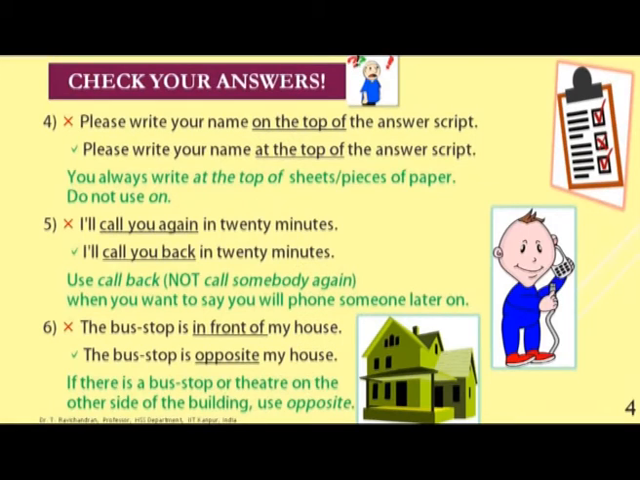Similarly, use of in front of when you actually mean opposite. So, the wrong form is the bus stop is in front of my house, where you can say correctly as the bus stop is opposite my house. So, if there is a bus stop or a theatre or any other landmark on the other side of the building, use opposite, not in front of.